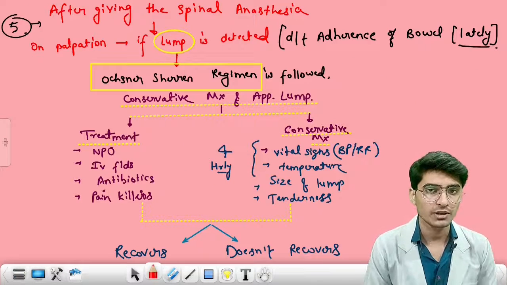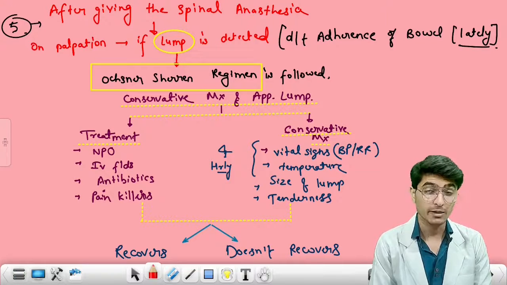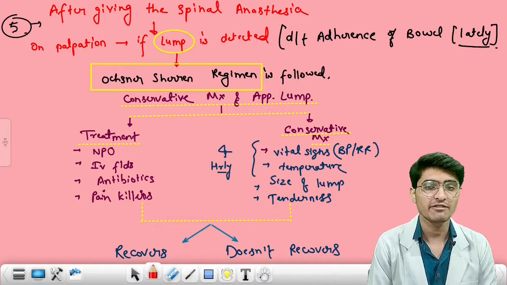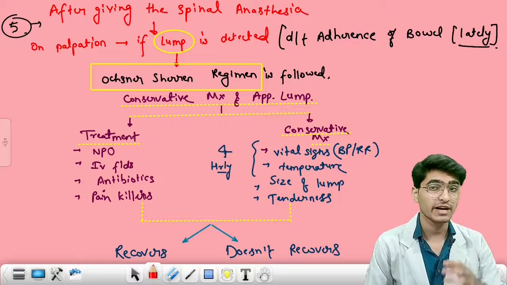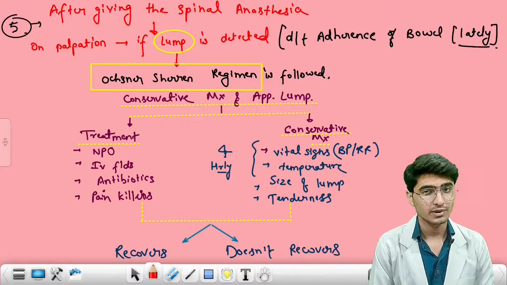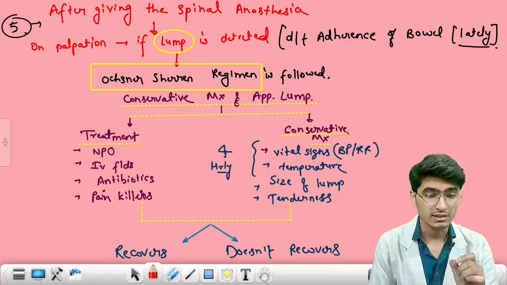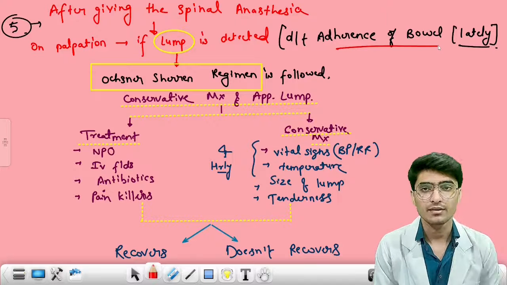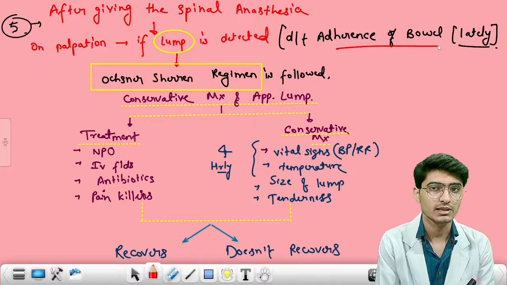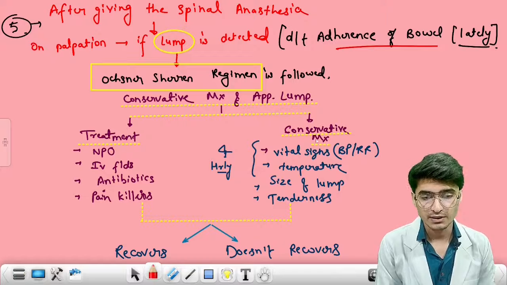And the fifth special point is, before we really go for the surgery, we need to palpate the abdomen. Once we have given spinal anesthesia to the patient, we have to palpate the abdomen of the patient to look for a lump, whether it is present or not. If the lump is present, that means adherence of bowel is there. In the form of a lump, the greater omentum is present, cecum is present, ileum is present, appendix is present, and sometimes the ascending colon is also present.